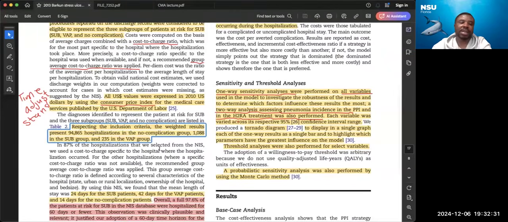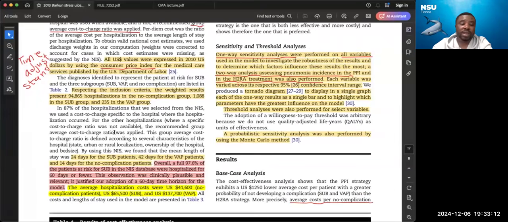This part is telling us about the population of the patients that were selected for no complication, those with stress ulcer bleeding, and then those with ventilator assisted pneumonia group. So for example, in those with no complication, there were 94,865. And then those with stress ulcer bleeding, there were 1,088. And then those with the VAP, there were 232.